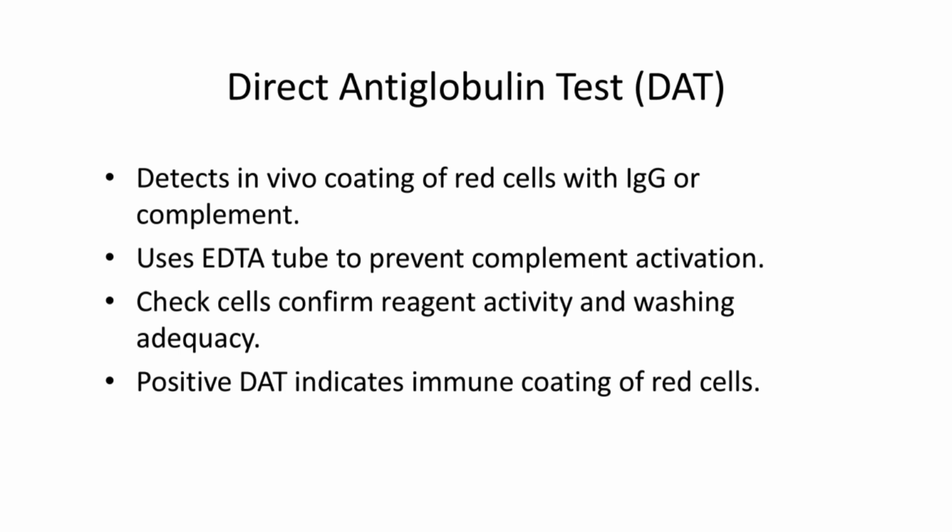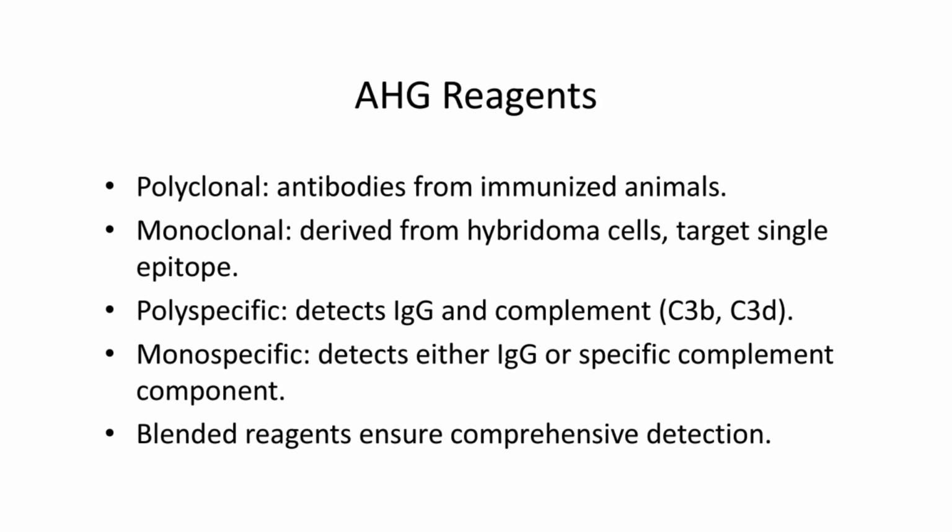The optimal sample for this test is collected in a tube containing EDTA, a compound that binds calcium ions. This prevents the activation of complement by plasma antibodies, which could otherwise lead to a false positive DAT. To confirm a negative result, check cells, red cells coated with IgG or complement, must be added. A positive reaction with these check cells confirms that the AHG reagent was added and that it was not neutralized due to inadequate washing.